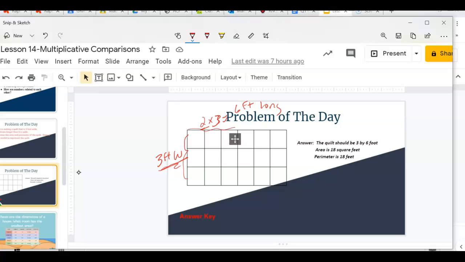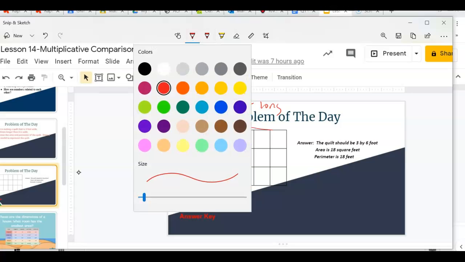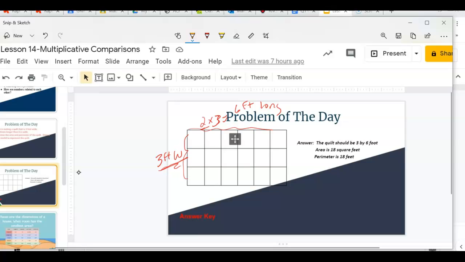So this is our length up here, and 2 times long means you have to multiply it by 2. So we take this 3 and all we need to do is multiply by 2, or we could have done repeated addition. And we're going to get the same answer. So 6 feet long. So we got 3 feet wide and 6 feet long. Okay. So the quilt should be 3 feet by 6 feet, as we see over here.